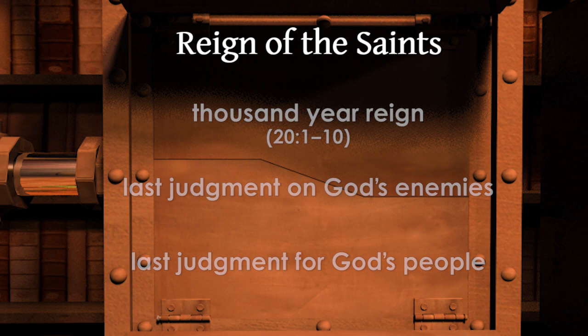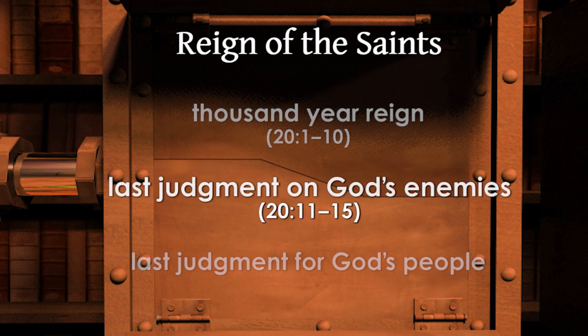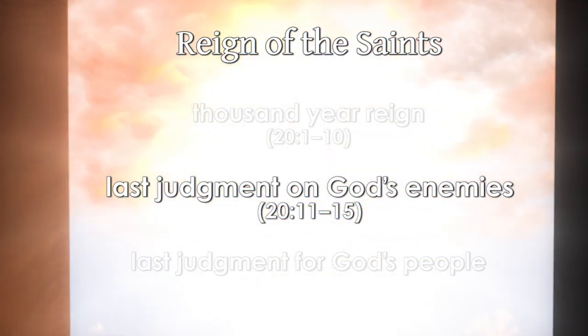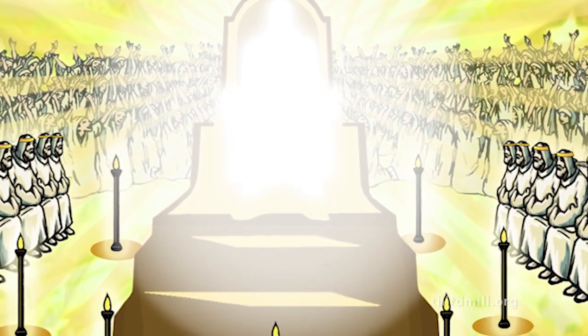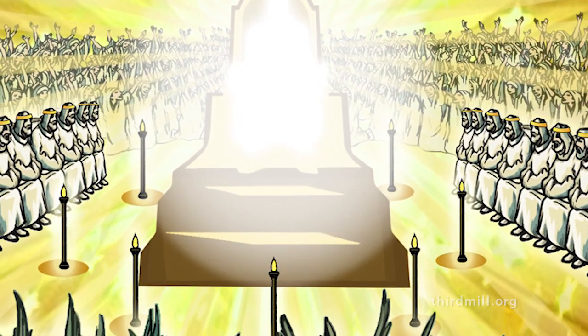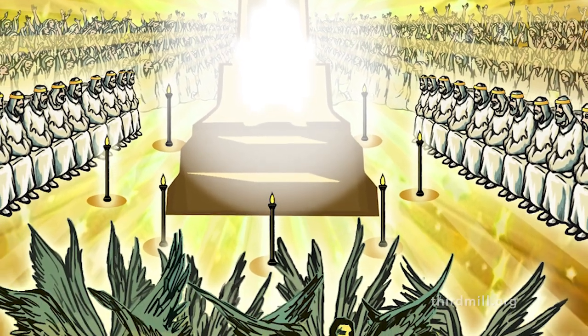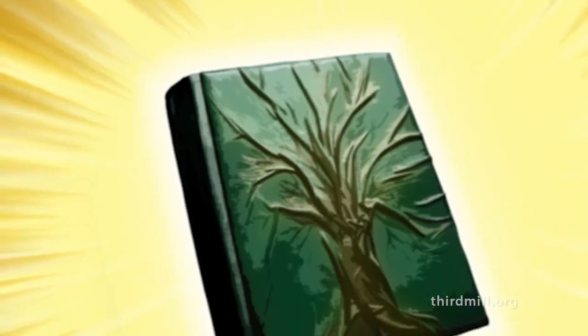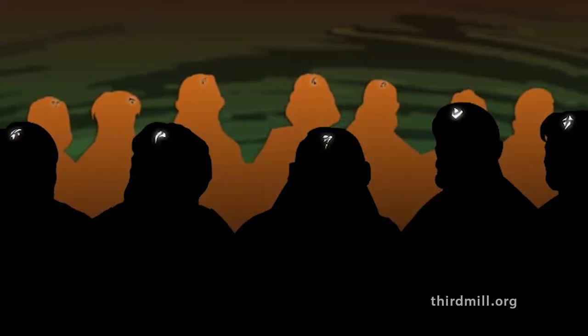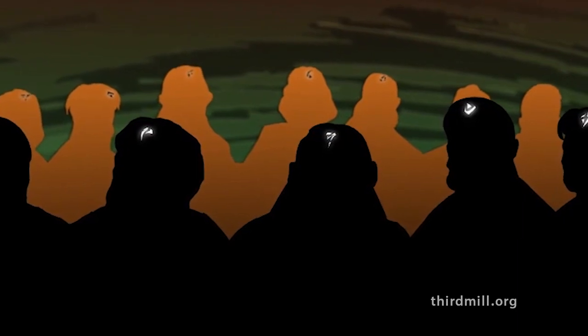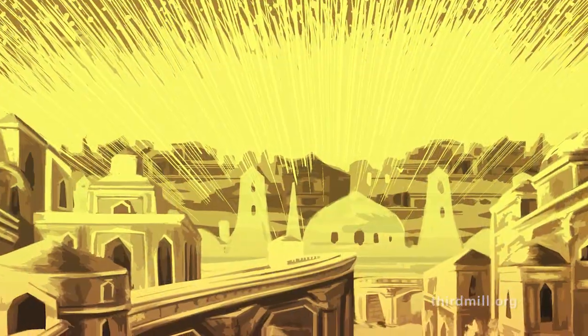The second part of the series on the reign of the saints deals with the last judgment on God's enemies in Revelation chapter 20, verses 11 through 15. In this part of his vision, John witnessed God rendering final judgment on all humanity based on their works. This judgment included everyone who had ever lived. Believers, whose names were written in the Book of Life, were spared God's terrible wrath. But the rest of humanity was condemned for their sins. This aspect of the Last Judgment completely removed the presence and effects of sin in the world, making way for the new heavens and the new earth.